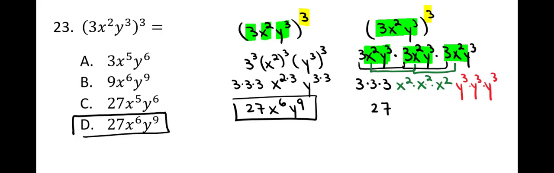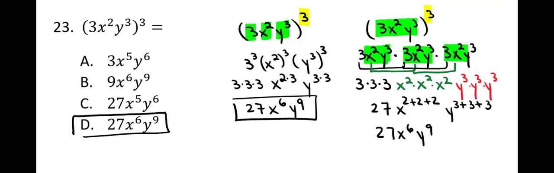X squared times another x squared times another x squared. You keep the base and you add the exponents. And then y cubed times y cubed times y cubed. We also keep the base and add the exponents. So this becomes 27x to the sixth, y to the ninth. X squared means there's two x's being multiplied, 2 more and 2 more, so that's a total of 6. Y cubed also means y to the ninth.